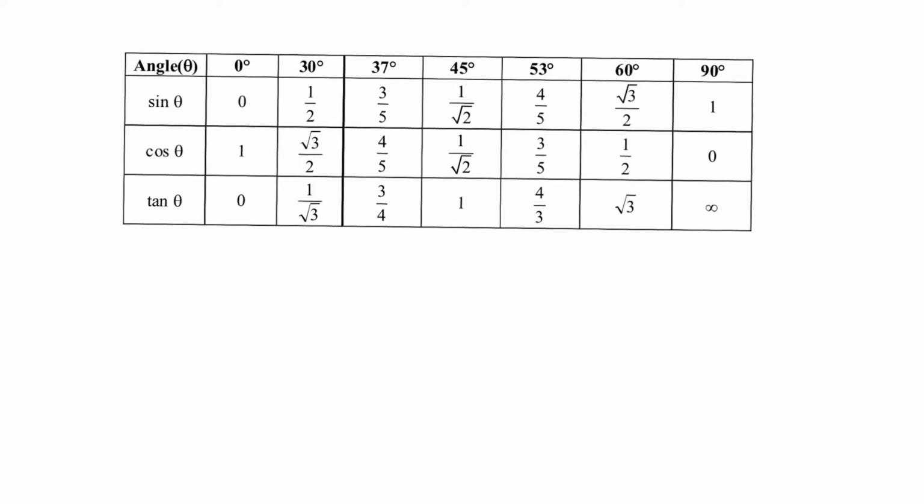In many questions we will use it. That is, sin square theta plus cos square theta is 1, sec square theta minus tan square theta is 1, and cosec square theta minus cot square theta is equal to 1. Along with this, you should also remember the values of sin theta, cos theta, tan theta, etc. for different angles like 0, 30, 37 degree, 45 degree, 53 degree, 60 degree and 90 degree.